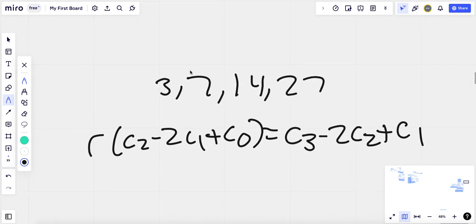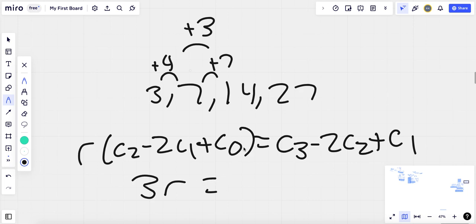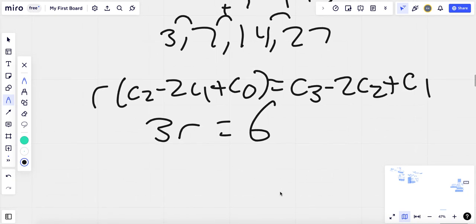So if we look at this, this is just the second common difference from the first term to the third term. So we see that this right here is 3. So we have 3 times R. And then if we do the same thing again, then we're going to get plus 7 plus 13, so plus 6. So this is 6, so that means that R is 2.